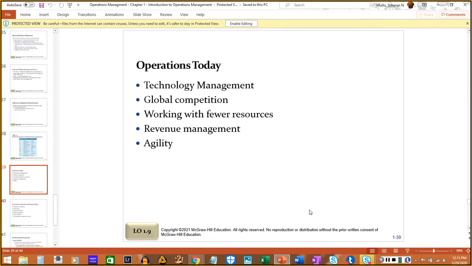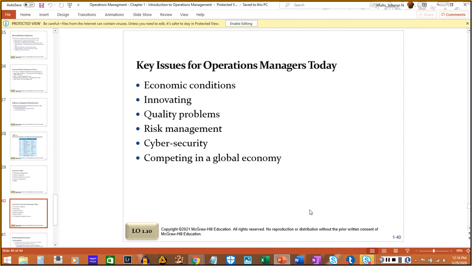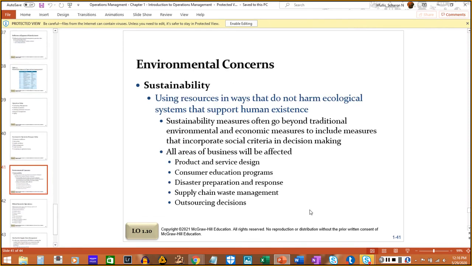All right, so operations today, technology management. Like I said before, the internet is making global competition thrive. Competition around the globe is thriving, because you don't have to wait for your customer to tell you what they want and how they want it. You can find out right away, and then you can produce the product and send it to the customer. All right, we'll talk about sustainability later.